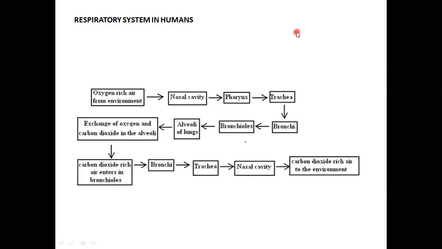The right lung is divided into 3 parts. 3 lobes are there in the right lung. Left lung में 2 lobes.